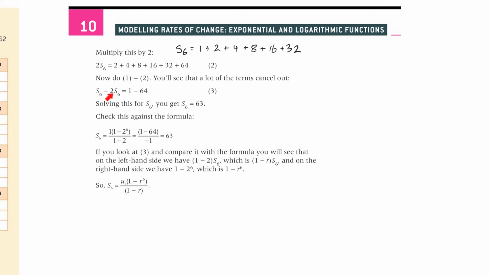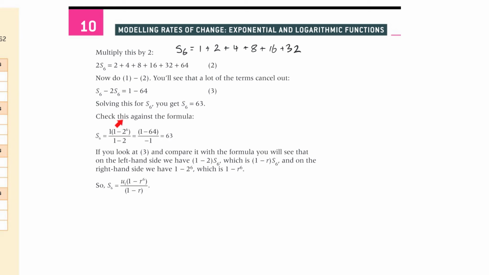Okay, solving this for the summation to the 6th term, you get this positive number 63. Look, it's negative here. That's because the summation of 6 terms minus twice the summation of 6 terms, this side is also negative. It's negative summation of 6 terms equals minus 63. So multiply both sides by minus 1, and we get the summation of 6 terms is 63. And we check that against the formula. Well, the formula, that's the first term, so it's 1 minus 2 to the 6th power over 1 minus r, that in this case was 2. And that equals 1 minus 64 over minus 1, and that equals 63.